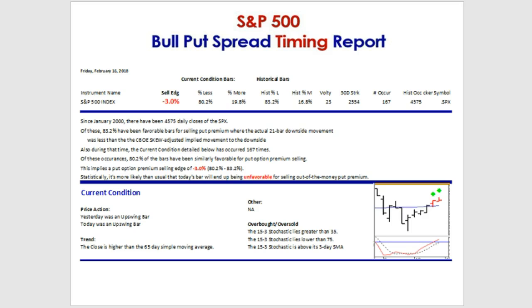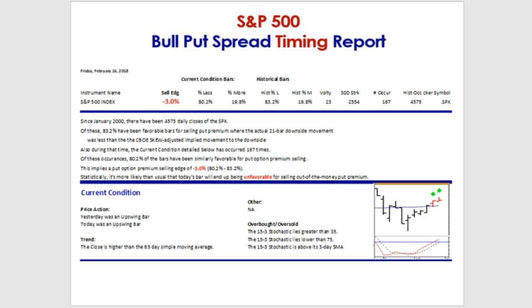It stays above where those puts would be a standard deviation away. So you could flip a coin, 83.2% of the time, you're going to land on a bar that turns out to be favorable for selling puts in that situation. Now, also during this time, our current market condition occurred 167 times. Of those, 80.2% of the bars were favorable for put premium selling, like I mentioned.